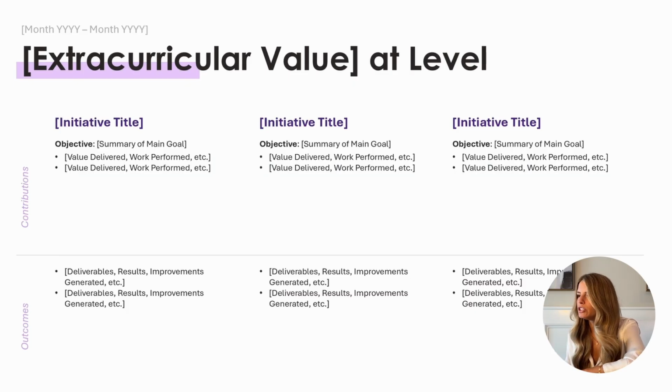So like, what value did you deliver? What work did you perform? Like, what are the actual tactical things that you did? And then below that gray line, you want to list your outcomes. So like, what were the results that you reaped from the work that you did? What were the deliverables? What was the actual value? What were the improvements generated from that particular project or initiative?